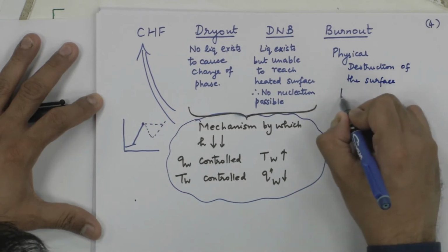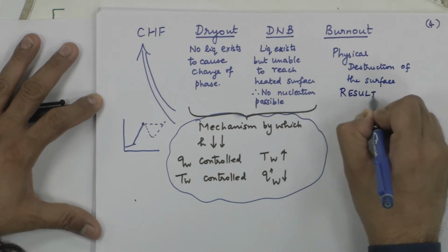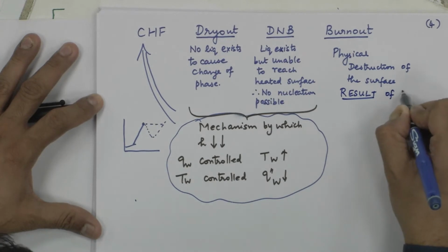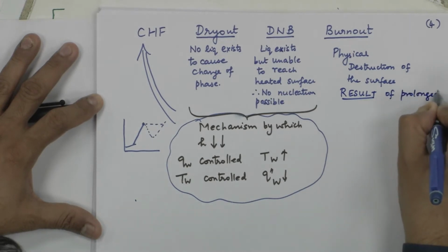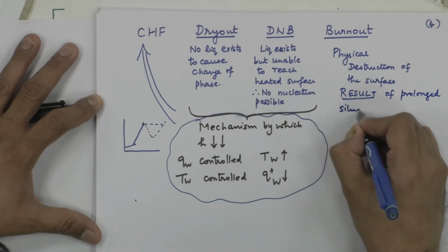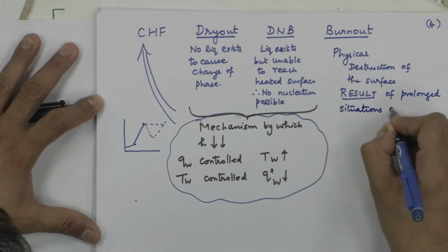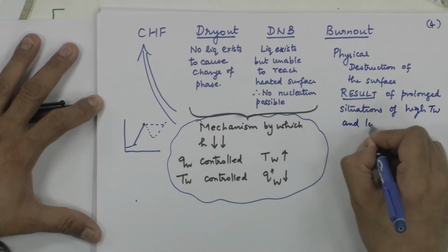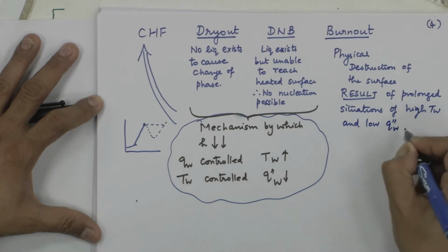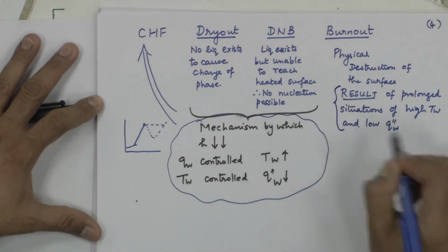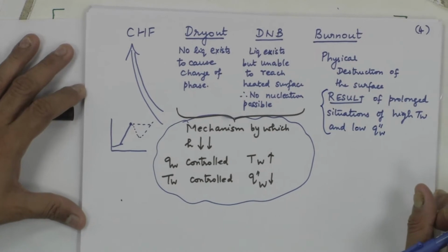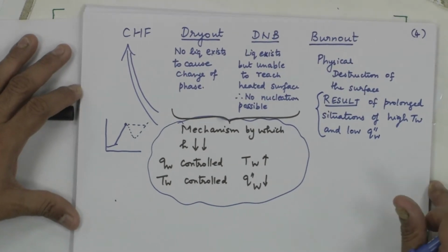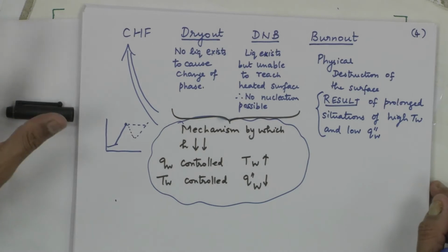This is a result. This is not a phenomenon. This is a result of prolonged situations of high T wall and low Q wall. So, if you keep any heated surface like this for a long time, you would go to a physical destruction or a burnout of this surface. So, these are the 4 terms which are used many times by people interchangeably.